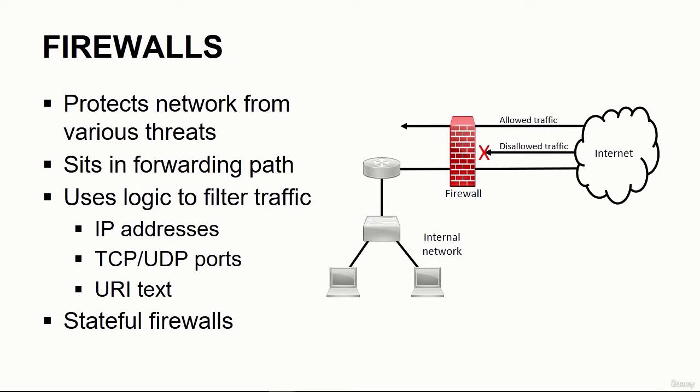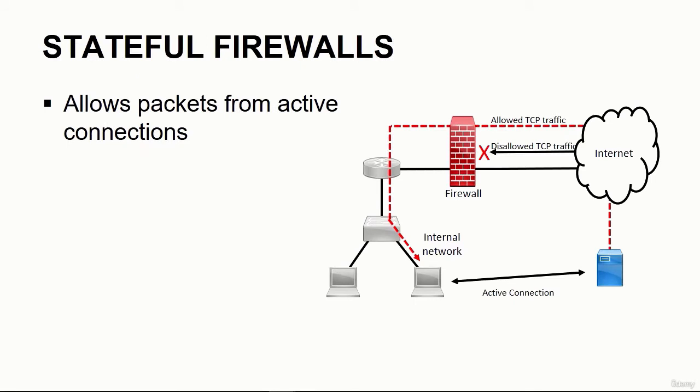Firewalls use various kinds of logic to decide if traffic should be allowed or blocked. And firewalls can identify traffic based on things like source and destination IP address, TCP and UDP ports, and even textual content in the Uniform Resource Identifier, or URI. Basically, a firewall can identify traffic based on anything that could be contained in either the header or the data field of a packet. Some firewalls are known as stateful firewalls.